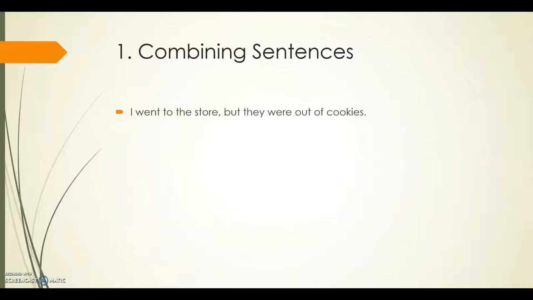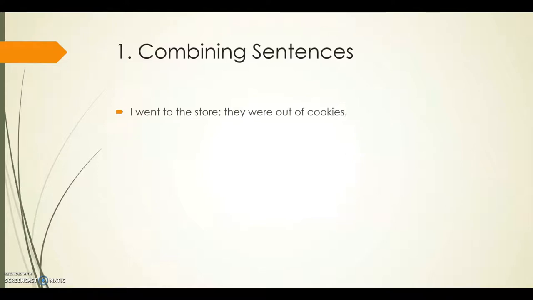You can use a fanboy. "I went to the store, comma, but they're out of cookies." Now the thing to notice is we're taking these two sentences, I went to the store, they're out of cookies, and connecting with a comma and the word but. That's a coordinating conjunction. It's connecting those two sentences. And that's okay.